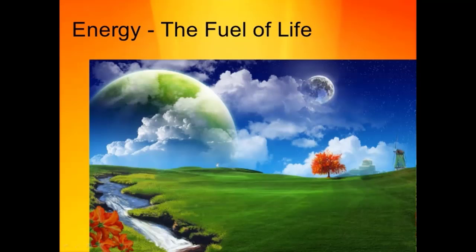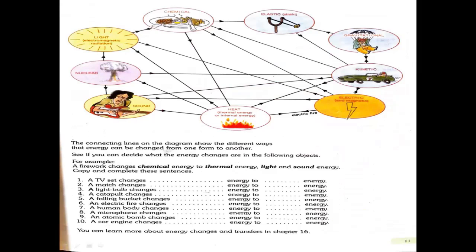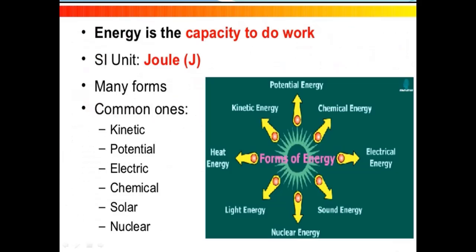So energy, the fuel of our life, we can say that it is energy. Here you can see from page 10 the different forms of energy, as well as different examples. So here boys, energy is the capacity to do work, and the SI unit of energy is joule, and the symbol is J. Whereas you can see the different forms of energy here.